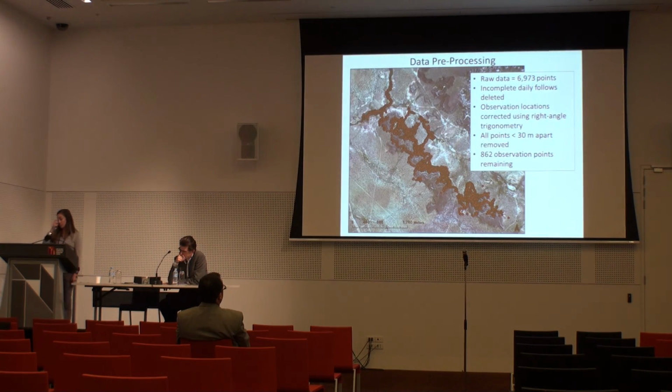So our raw data consisted of nearly 7,000 observation points. We deleted all of the incomplete daily follows where we might lose the Capuchin group at some point during the day. And we corrected all of the observations that were approximate using right-angle trigonometry. We removed any points that were less than 30 meters apart, and that gave us a remainder of about 862 observation points for the model building.